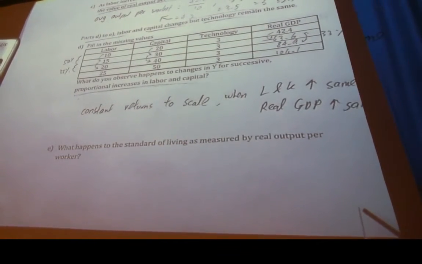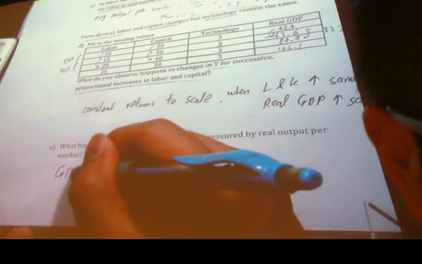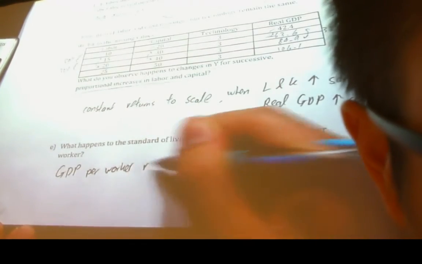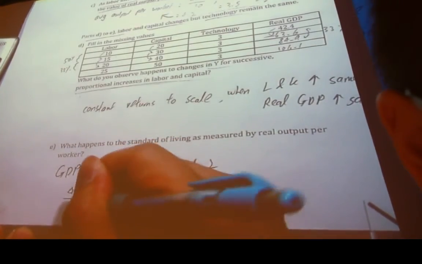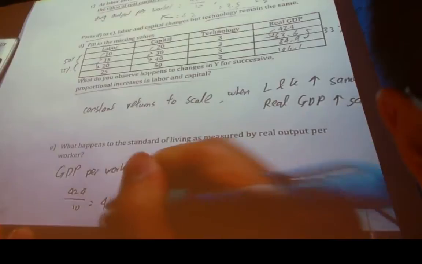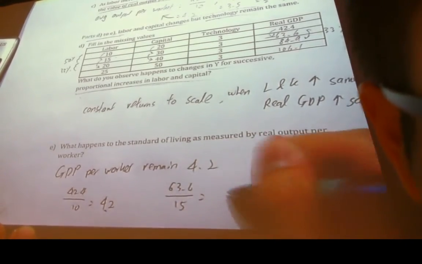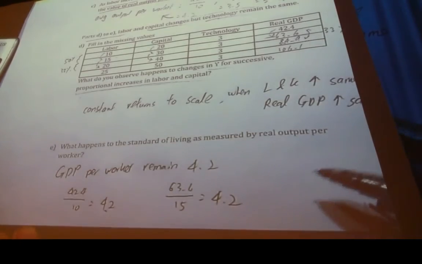So what happens to the standard of living as measured by real output per worker? Because technology remains constant and labor and capital increase the same, the GDP per worker remains constant at 4.2. You can check and see. So it's 42.4 divided by 10, you get 4.2. And then 63.6 divided by 15, you get 4.2 as well. It's the same as 84.9 divided by 20.